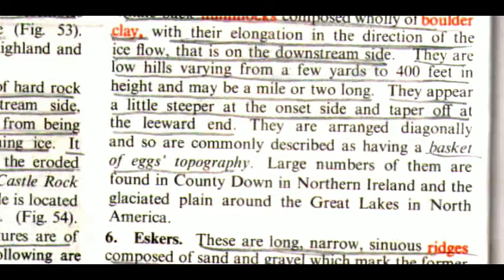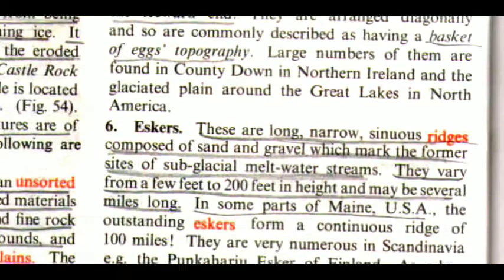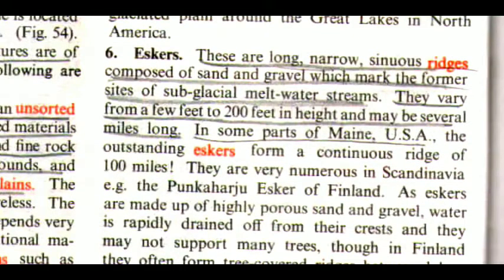They are arranged diagonally and so are commonly described as having a basket of eggs topography. Large numbers of them are found in County Down in Northern Ireland and the glaciated plain around the Great Lakes in North America. The sixth one is eskers. These are long, narrow, sinuous ridges composed of sand and gravel which mark the former sites of subglacial meltwater streams. They vary from a few feet to 200 feet in height and may be several miles long.